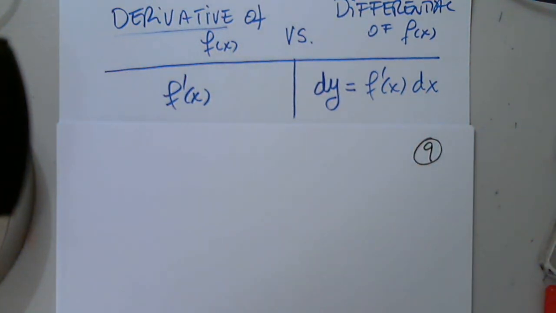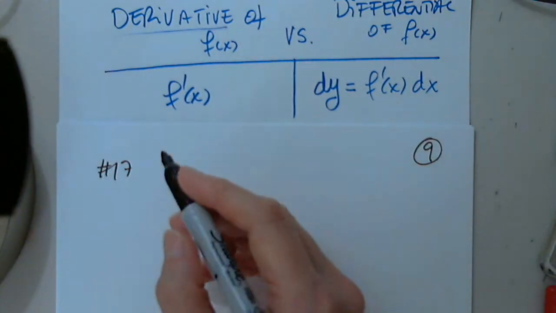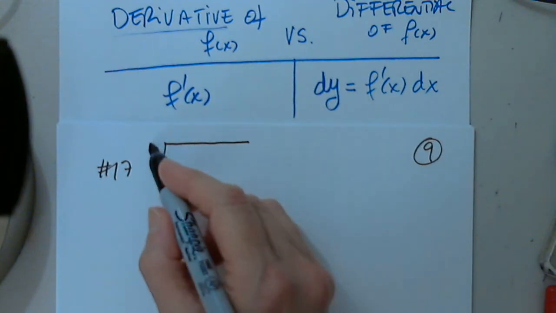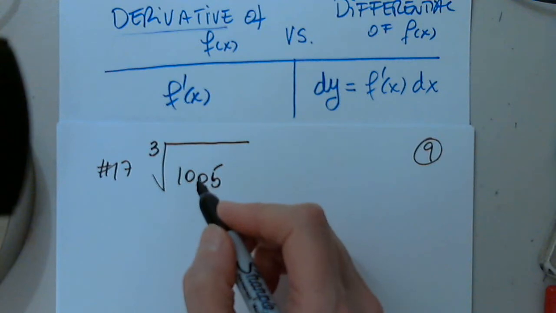Okay, so here's another example. Let's say problem 17, another application of what we just discussed. The cube root of 1005.